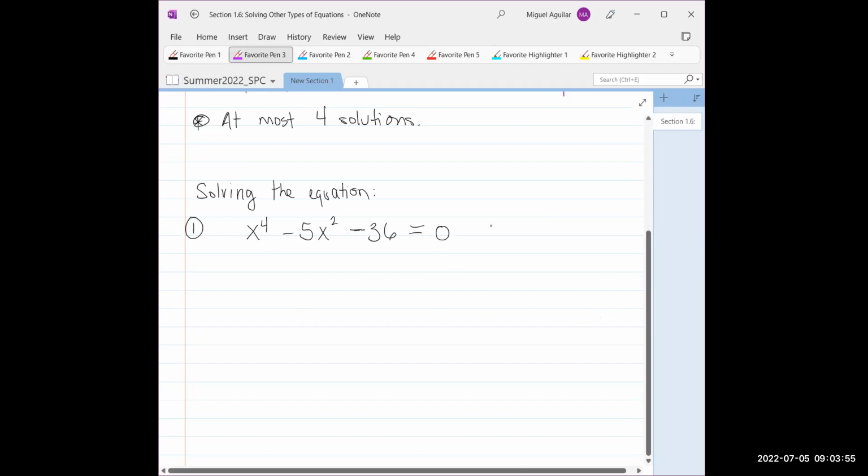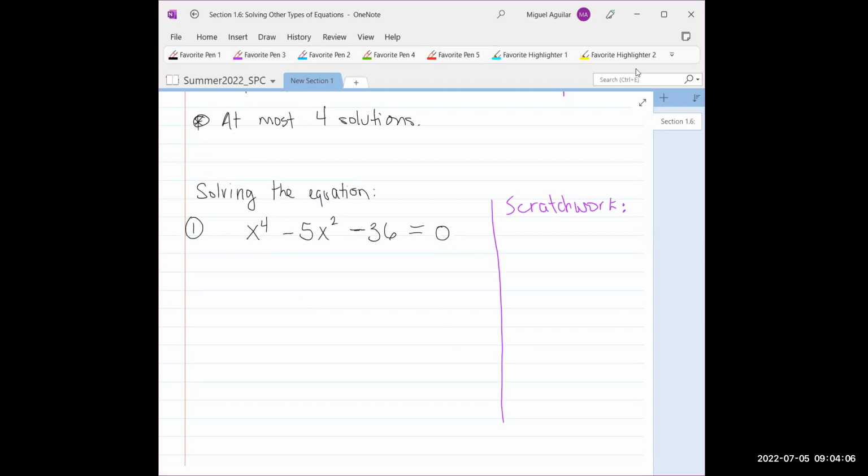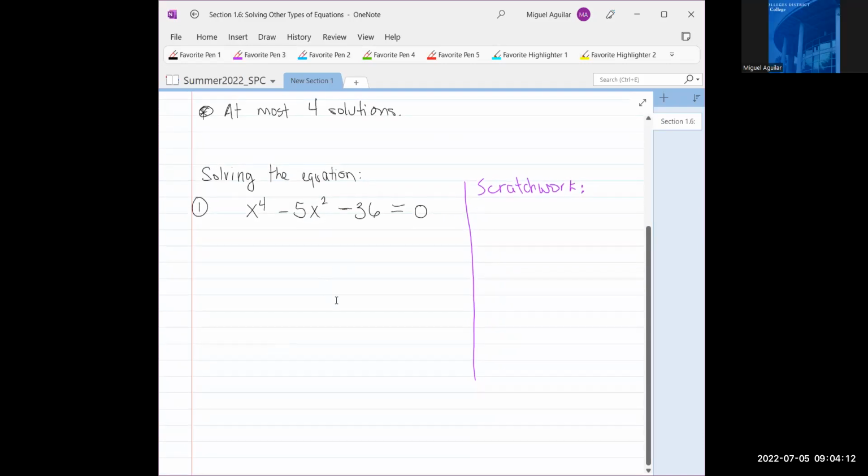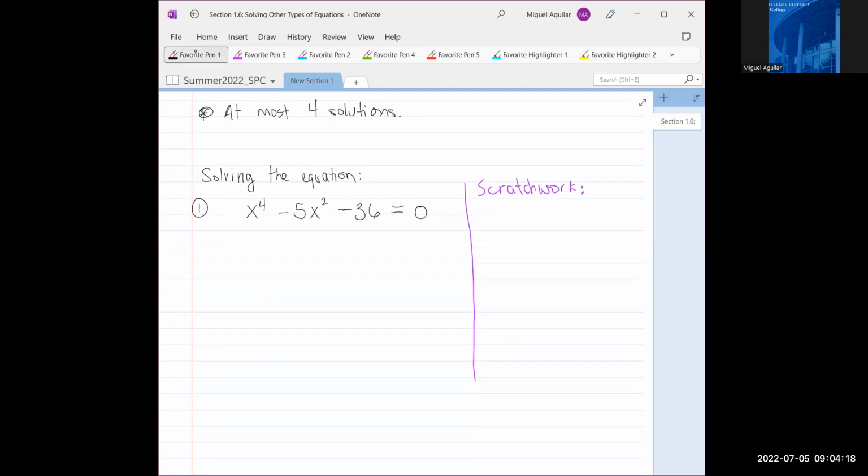As I usually do, I make a little line over here and put my scratch work to the side. I always like to set up scratch space so that I can get some extra work done, since we are going to have to do some factoring and other things. So if I wanted to start factoring this trinomial, let's forget about the equals 0 part, right? We're just looking at x to the fourth minus 5x squared minus 36. How would I start off the AC method here?